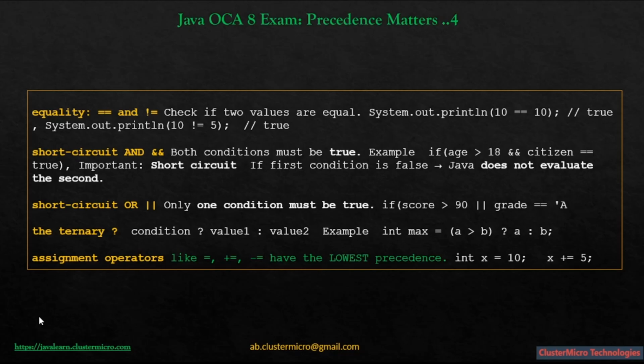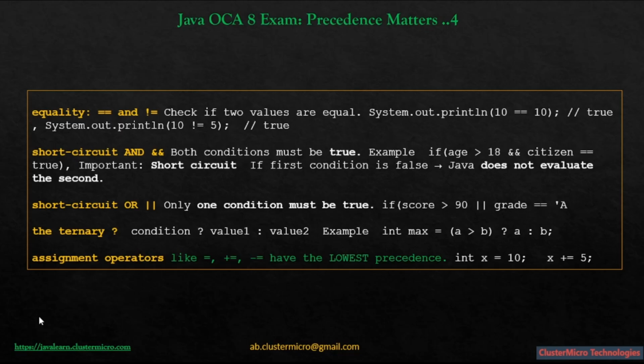After that is the logical AND operator, &&, which is called short circuit AND. Both conditions must be true for the overall expression to be true. For example, if age > 18 && citizen == true, and the first condition is false, Java doesn't evaluate the second condition at all. Then comes the logical OR operator.